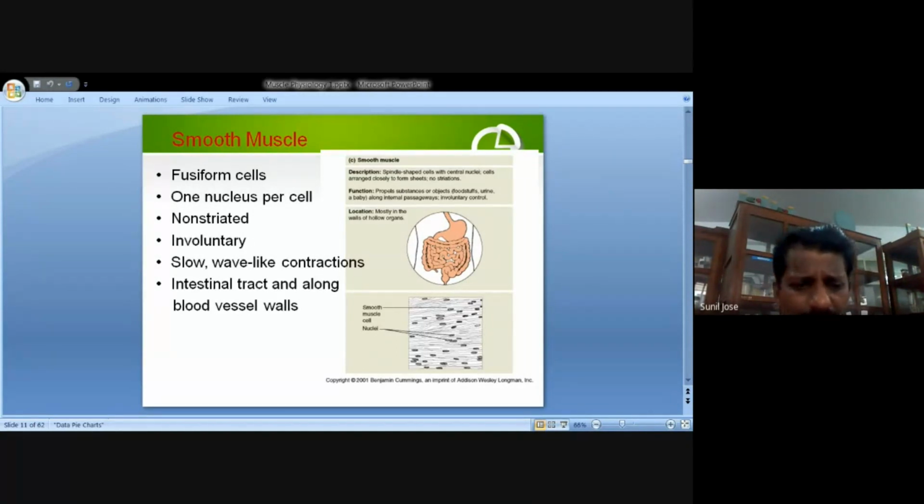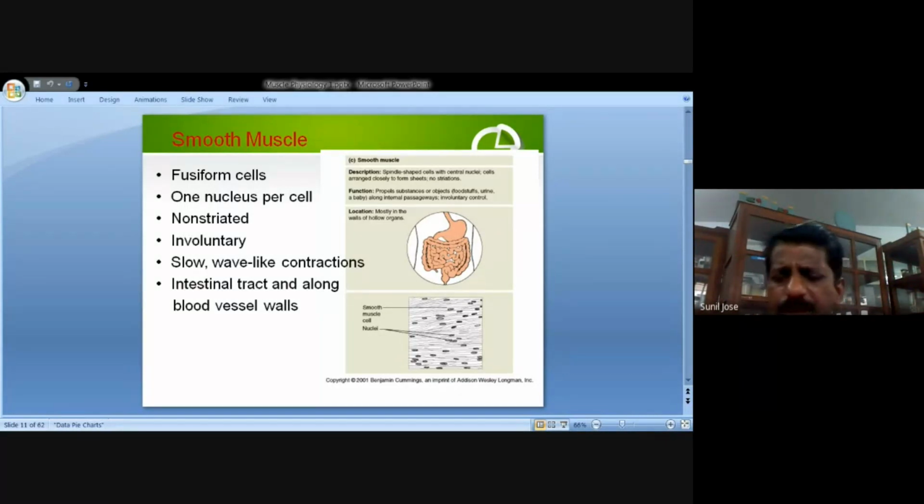There is no control. Now another feature is that they are the slowest muscle. Out of the three different types of muscle, the fastest is the skeletal muscle. Medium speed is the cardiac muscle. The slowest muscle is the smooth muscle.